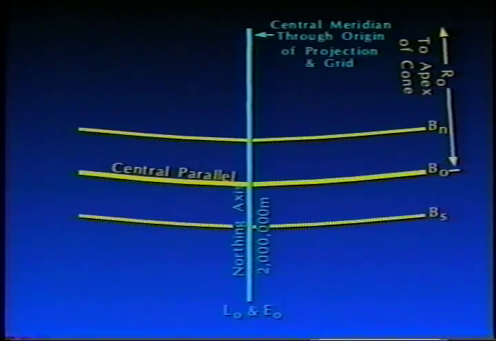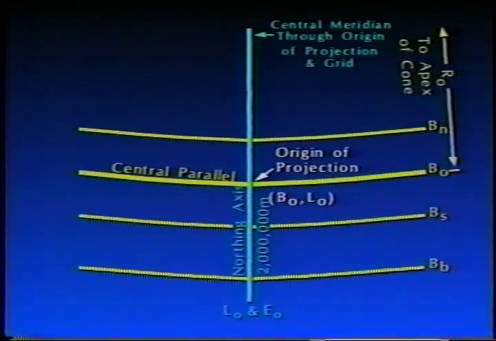Next, we see the addition of the central meridian. It is the projection of a true north-south geodetic line noted as L sub O. The central meridian also is the northern axis of the grid. It passes through both the projection origin and the grid origin. As such, its notation is also E sub O. By definition, the central meridian has an easting value of 2 million meters in all zones. At the intersection of the central parallel and the central meridian is the origin of the projection. This location has geodetic coordinates, that is, latitude and longitude, of B sub O by L sub O.